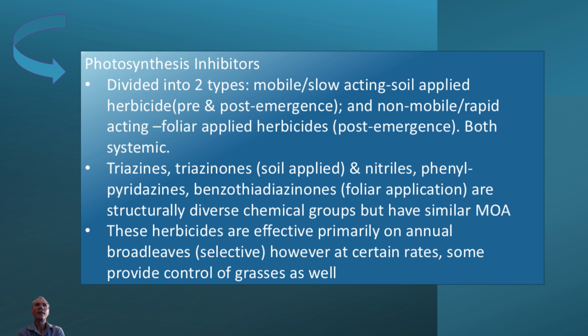Photosynthesis inhibitors are divided into two types: mobile, slow-acting, soil-applied herbicides, used pre- and post-emergence, and non-mobile, rapid-acting, foliar-applied herbicides, used post-emergence. Both are systemic. Triazines, triazinones, and nitriles are soil-applied; phenylpyridazines and benzothiazinones are foliar applied. These are structurally diverse chemical groups but have a similar MOA. These herbicides are effective primarily on annual broadleaves, selective, however, at certain rates. Some provide control of grasses as well.